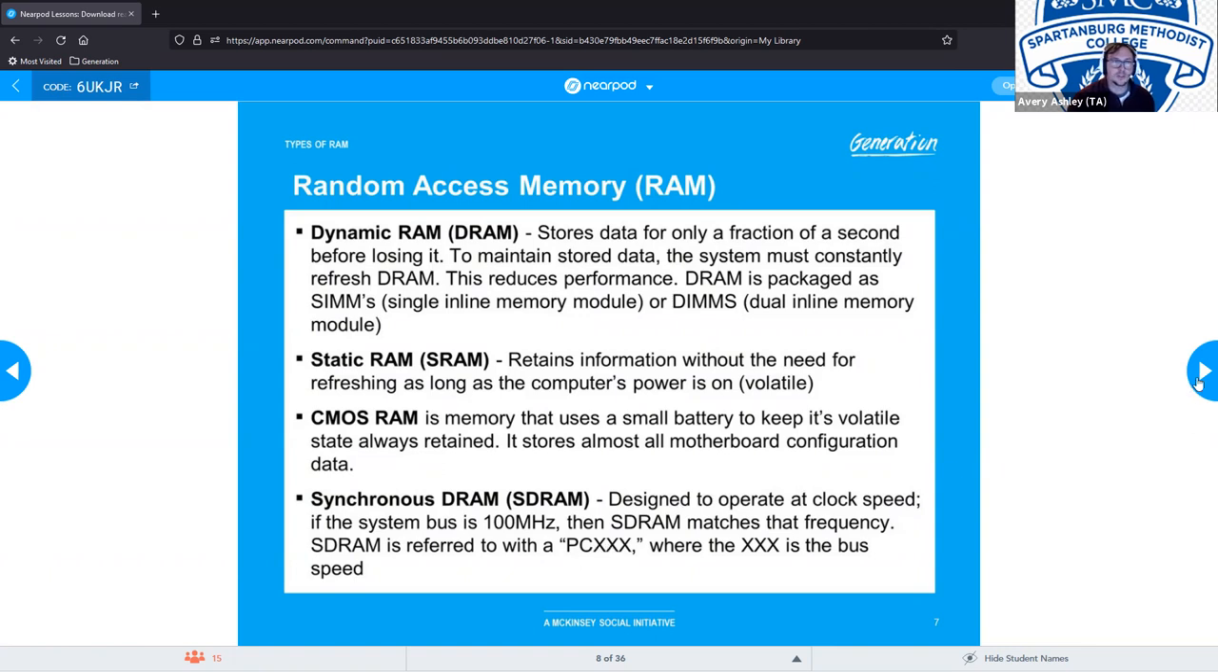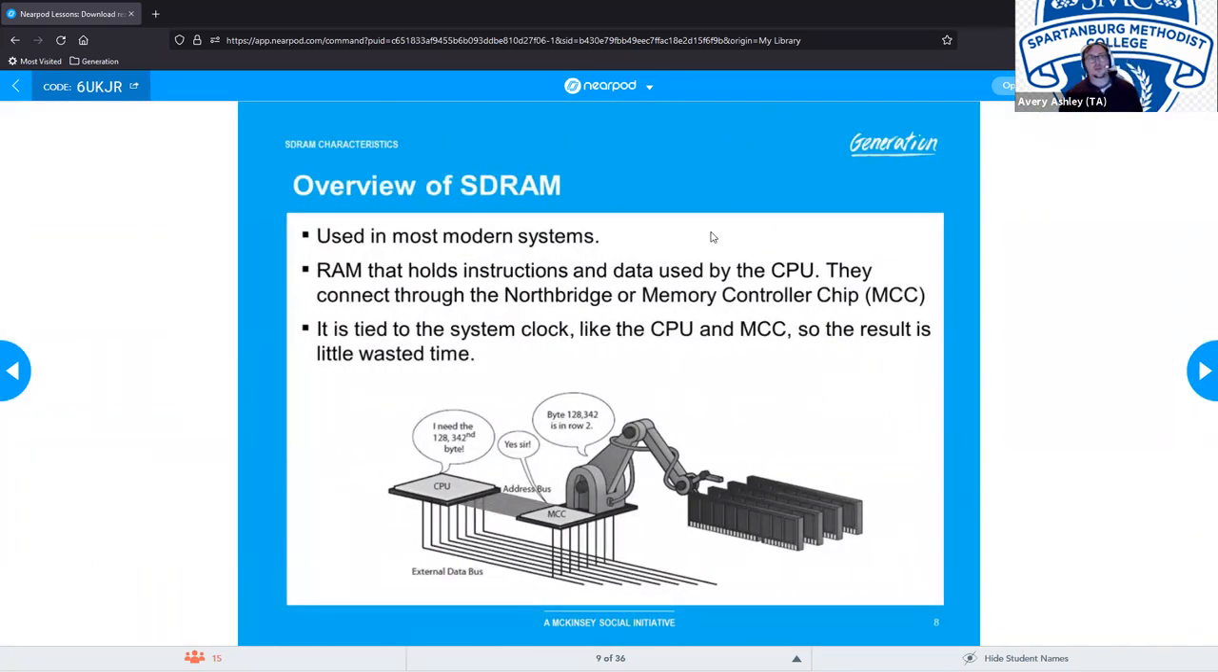All right. So an overview of SDRAM. It's used in most modern systems. It is RAM that holds instructions and data used by the CPU. They connect through the North Bridge and the memory controller chip, also known as the MCC. And it is tied to the system clock, like the CPU and MCC, so that the result is little wasted time. So it's always activating on a beat. Wherever the system clock is at, every time it makes a rotation, something is always happening on that beat.